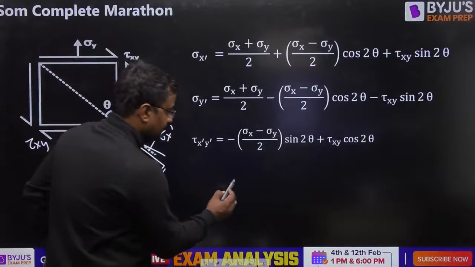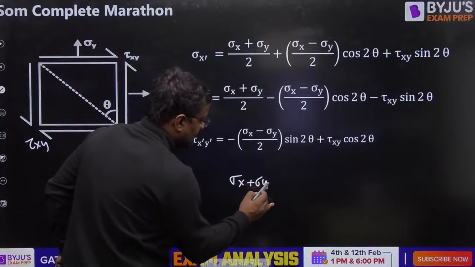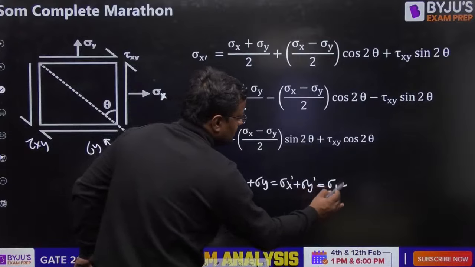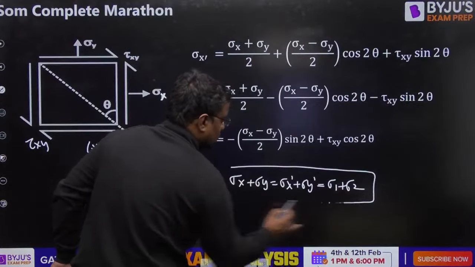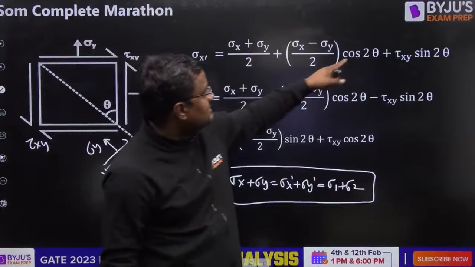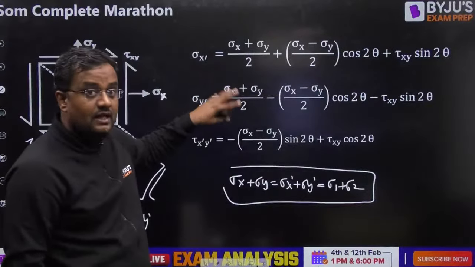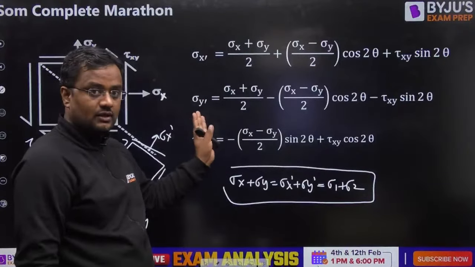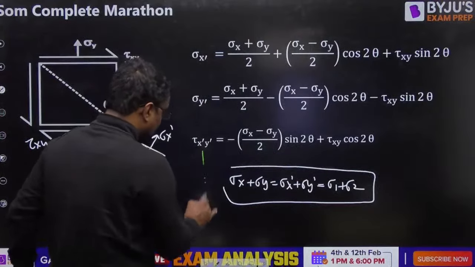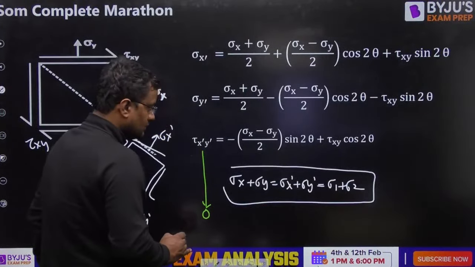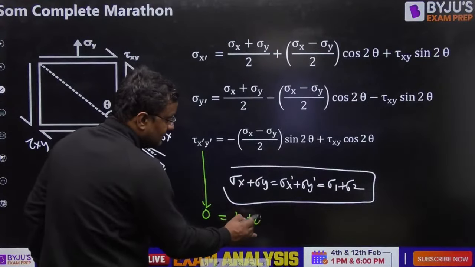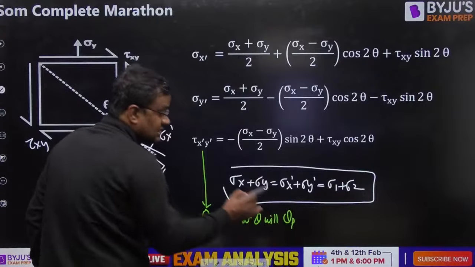And always remember, sigma x plus sigma y is equal to sigma x dash plus sigma y dash, and it is equal to major principal stress plus minor principal stress, because major and minor are also at 90 degrees. If you add, this plus minus cancels, this plus minus cancels. On rotating, at one theta, this tau x dash y dash will be 0. At one theta, this is 0. That theta will be the principal plane, because shear on the principal plane is 0.